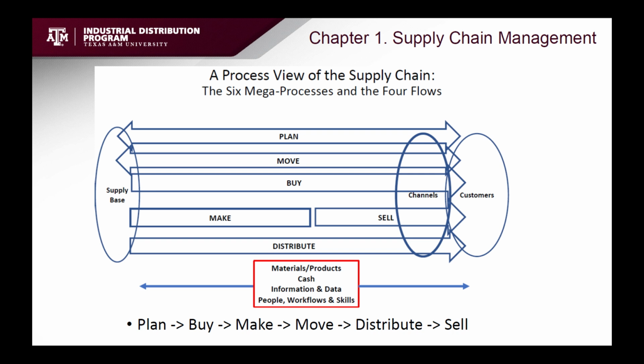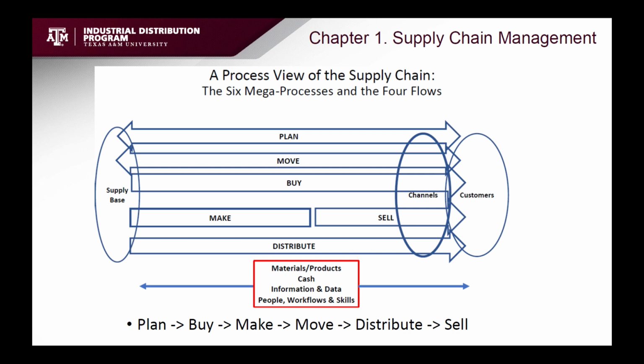All right, so let's make this concrete. The textbook gives us a process view of the supply chain organized around 6 mega processes. Memorize these 6 words, all right? Plan, buy, make, move, distribute, sell.